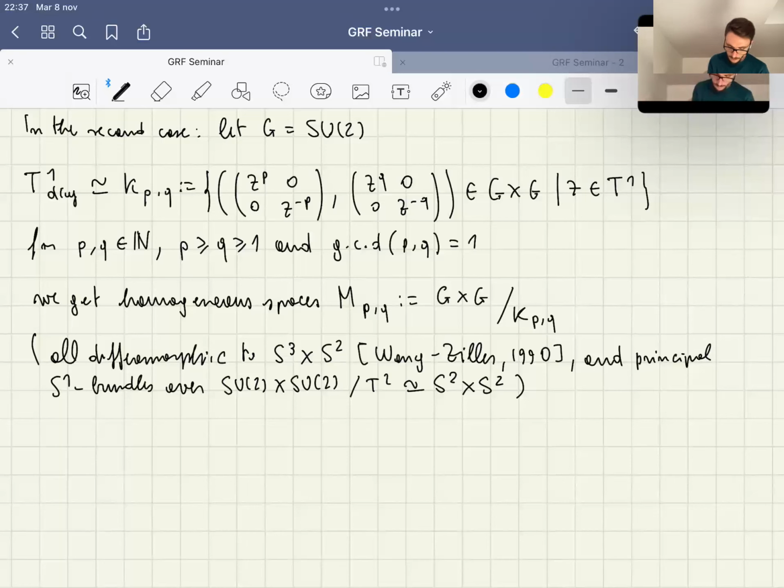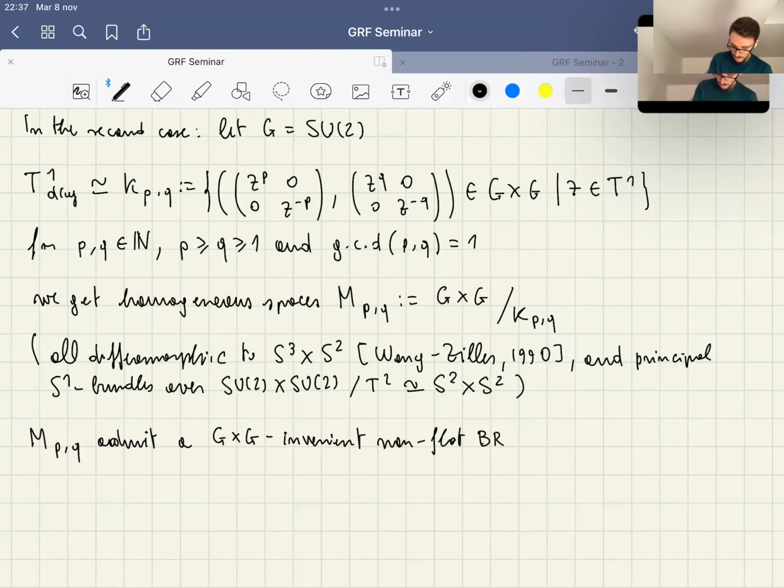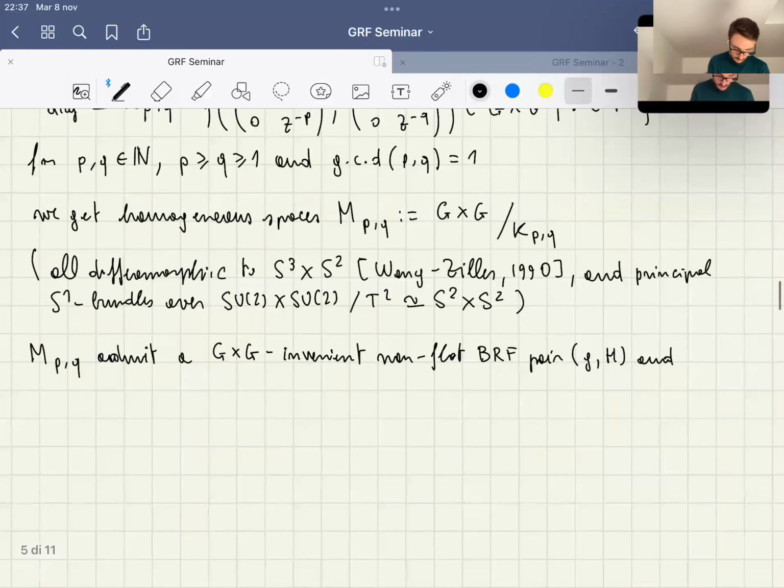And actually, what we showed is that all of these spaces, MPQ, admit a G invariant non-flat Bismuth-Ricci flat pair GH, and moreover, we were able to describe, at least locally, the moduli space of the solutions. And in particular, if P is different from Q, then this solution is essentially unique up to scaling.